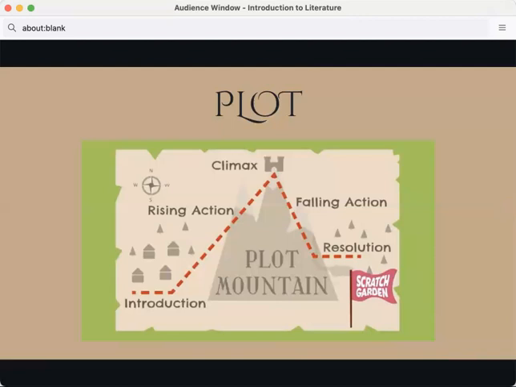Introduction can also be called exposition, and it is the introduction of the story. Usually in this part, you can find the background of the story. For example, the name of the character, if there is any, the description of the characters, and then the description of the setting of time, the setting of place, and other necessary background information.